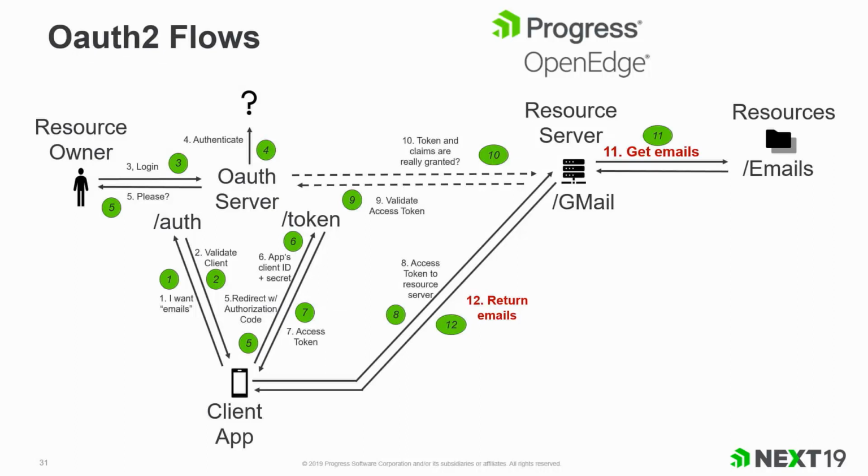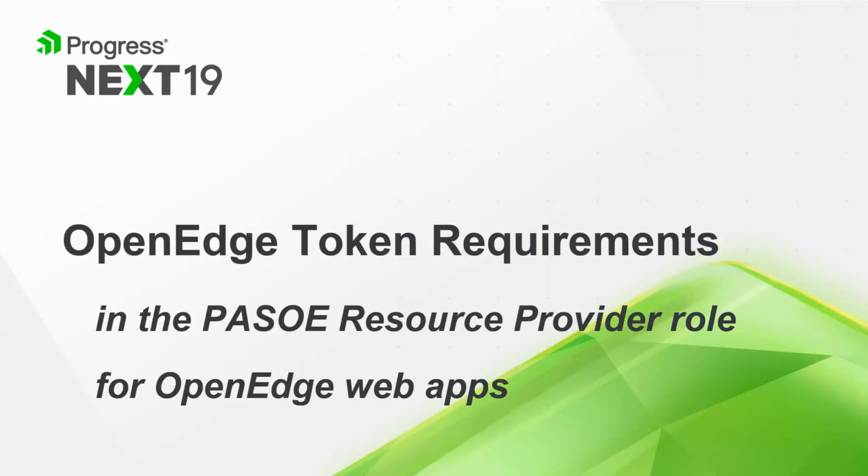Step 12 is a token passes all the requirements configured in Spring Security, and the service request is satisfied, and an HTTP 200 OK is sent to the client as its successful response. So now let's look at OpenEdge token requirements in particular.